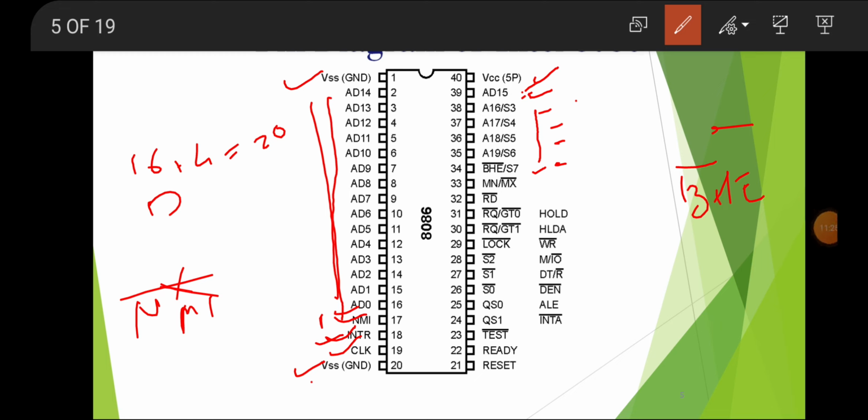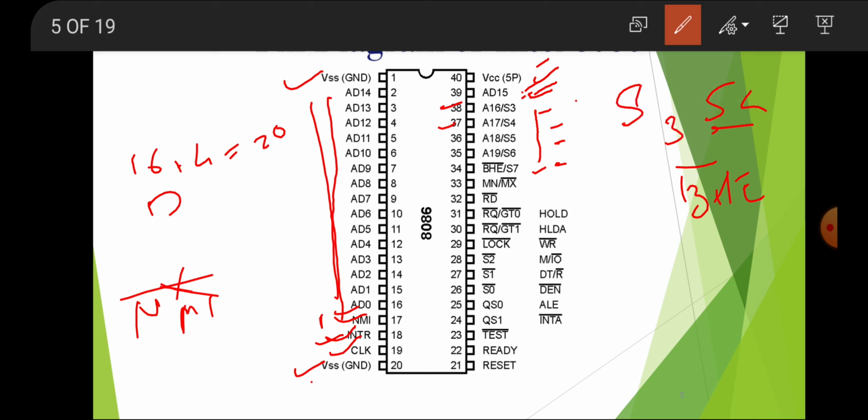Suppose there is S3 and S4. You can see A16/S3 and A17/S4, that is pin number 38 and pin number 37. So how exactly does it work? S3 and S4 bits can be used combinedly. I will explain all the things again in the coming slides, but I am taking the overview here.